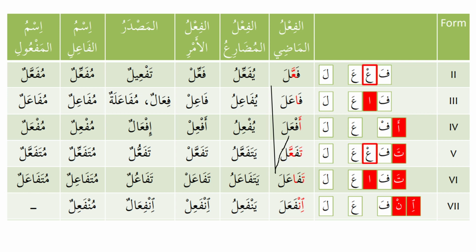And again from the notes of the Sheikh, we can see over here our journey that started from form number 2, and all the way up to form number 7. Infa'ala, yanfa'ilu, infa'il, and infi'al. And we have ismul fa'il, but we don't have ismul maf'ul. And I think that's it.